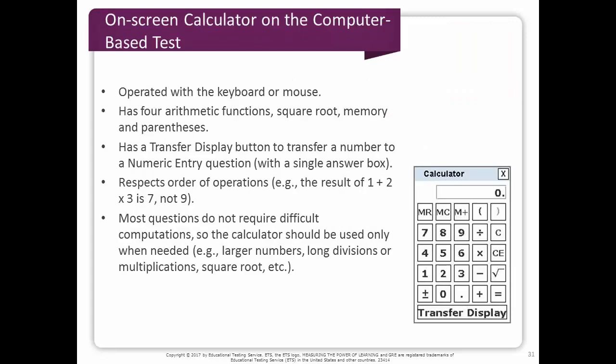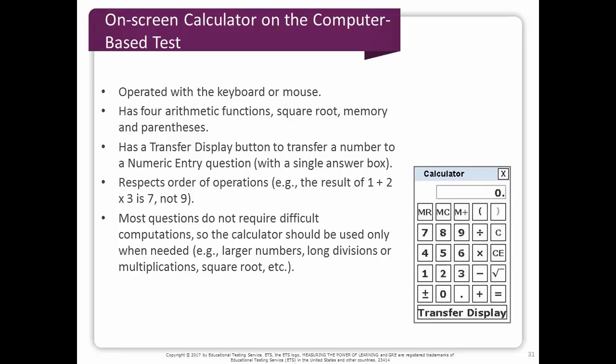On-screen calculator on the computer-based test. You are allowed to use a basic calculator on the quantitative reasoning measure. For the computer-delivered test, the calculator is provided on screen. Most of the questions don't require difficult computations, so don't use the calculator just because it's available. Use it for calculations that you know are tedious, such as long division, square roots, and addition, subtraction, or multiplication of numbers that have several digits.